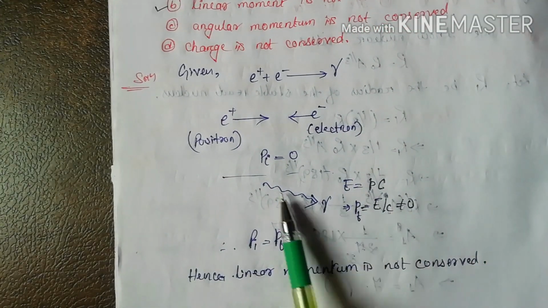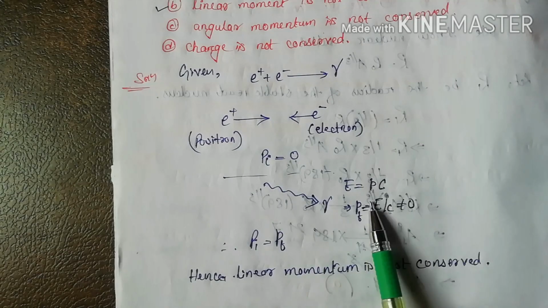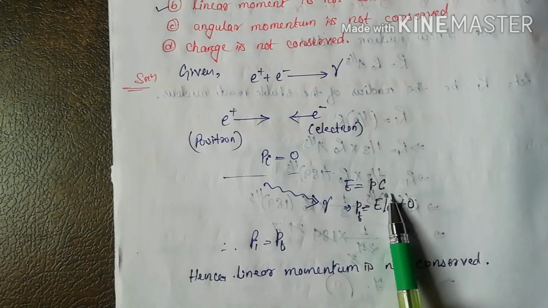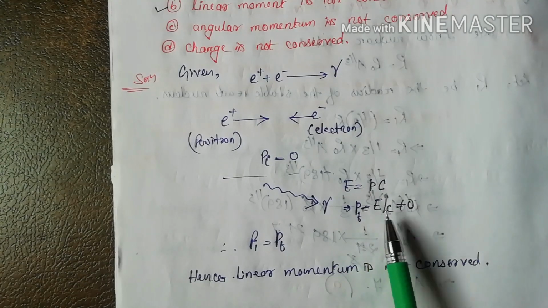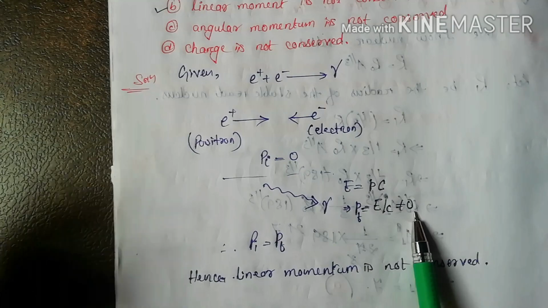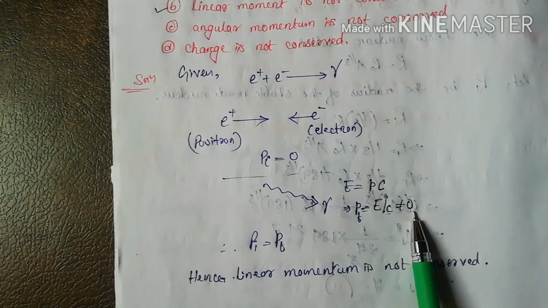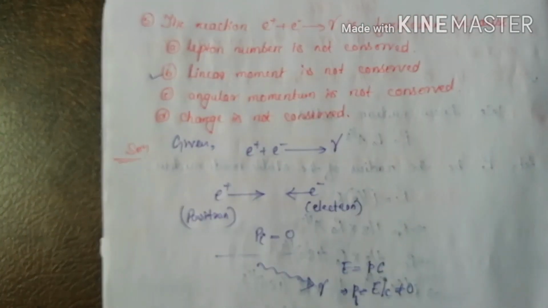Now it is giving a gamma photon, right? A single photon is there, so it may go in any direction. The energy is equal to pc, right, in this case. And the final momentum is equal to E by c from this equation. That means it is not equal to 0. So the linear momentum is not conserved in this particular case. So this reaction is forbidden because the linear momentum is not conserved.